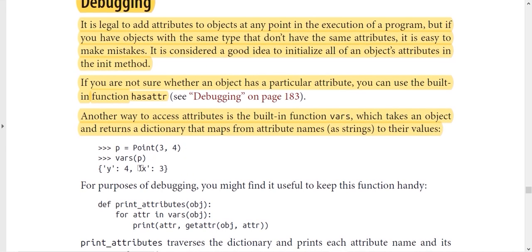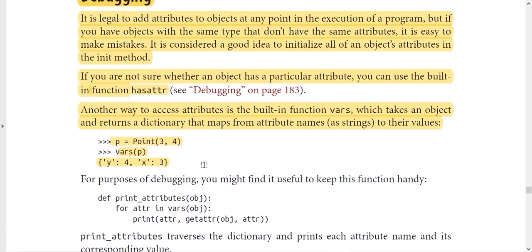So here you can see that P is an object of the point class with the attributes x and y, which are 3 and 4. So when we print vars(P), it actually returns a dictionary with the keys and values. Keys here are the attributes, y is the key and 4 is the value, and x is also a key and 3 is the value. So for purposes of debugging, we can have a function like this.